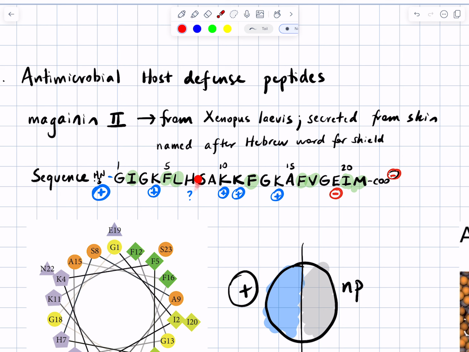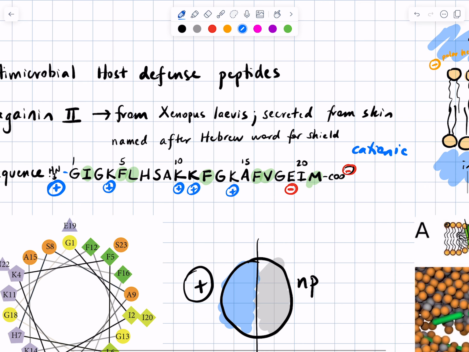In terms of histidine, depending on pH, we're not including it because at pH 7 we're assuming it's mostly neutral. The only two negatively charged amino acids are this glutamate, E, and then this C-terminus. Overall, net charge of, let's see, plus 5 minus 2 plus 3. Okay, so this is a cationic peptide because its net charge is plus 3.